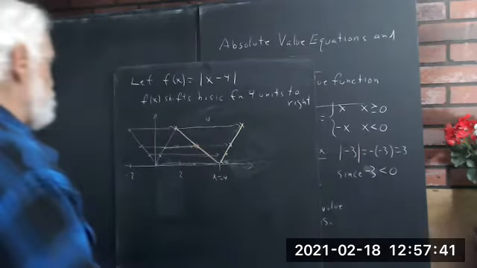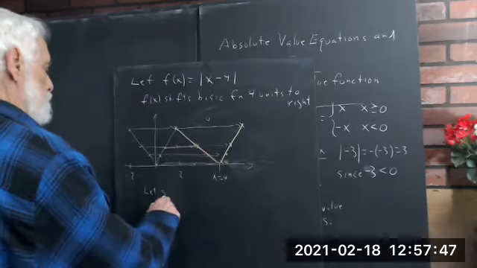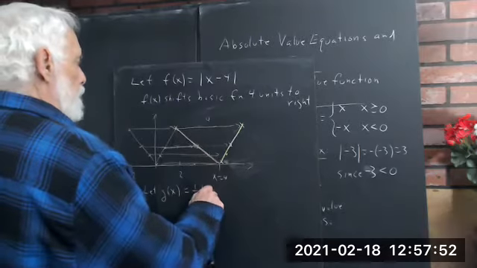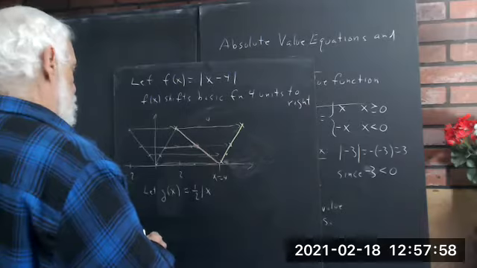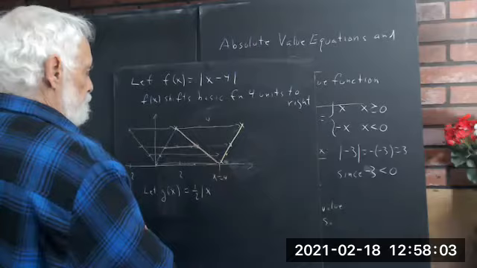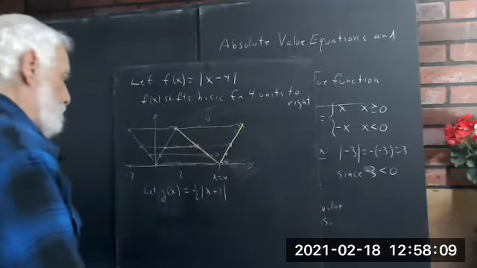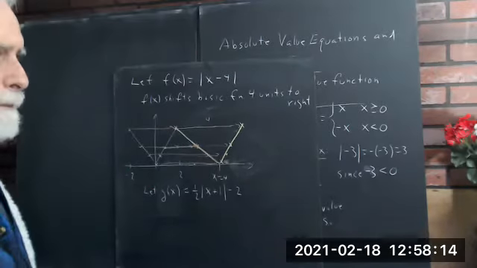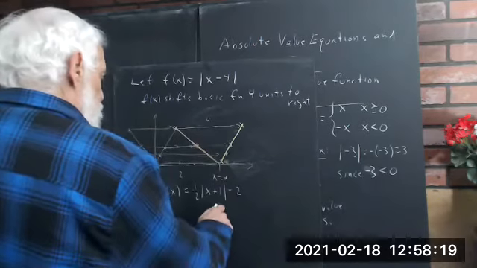So let's let g of x equals 1/2 absolute value of x. Let's see, what's a convenient one? I'm going to do x plus 1 minus 2. Okay, well, we can see this as a series of 3 transformations.